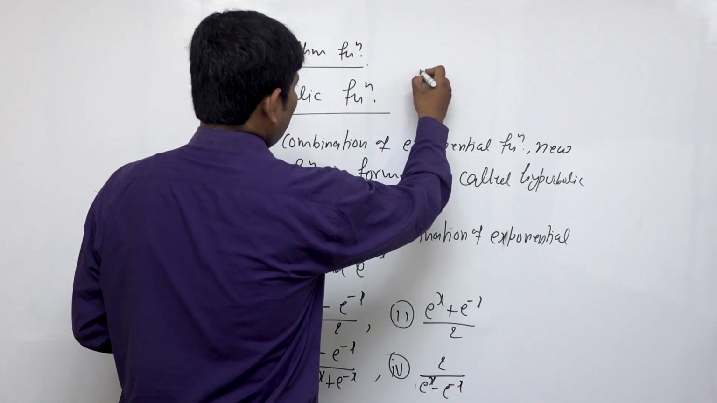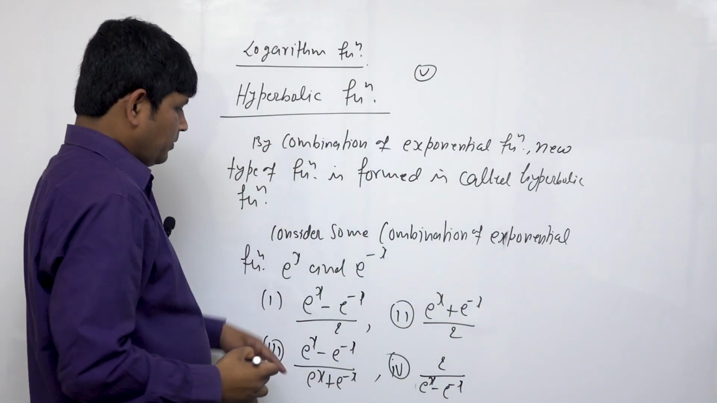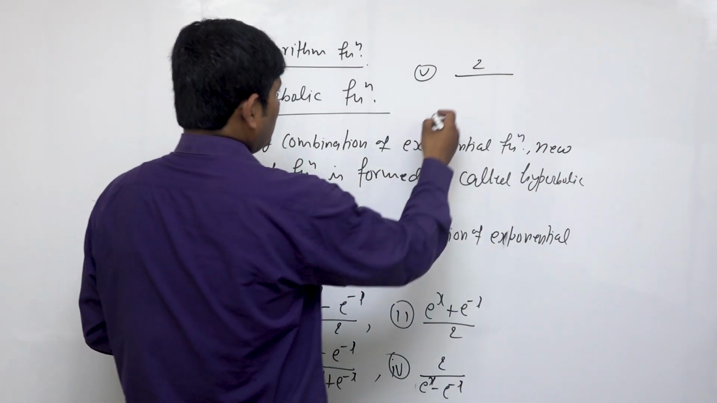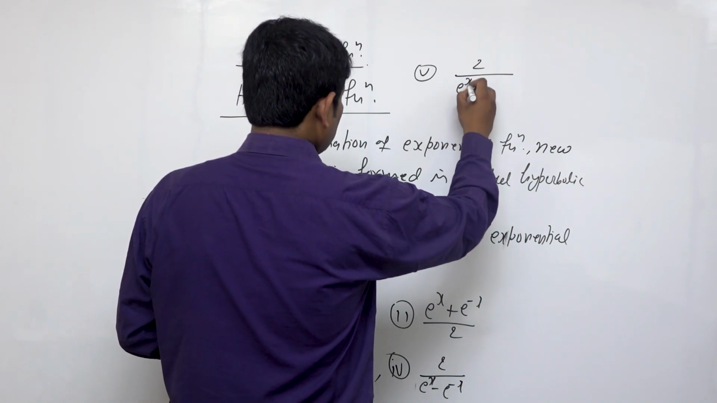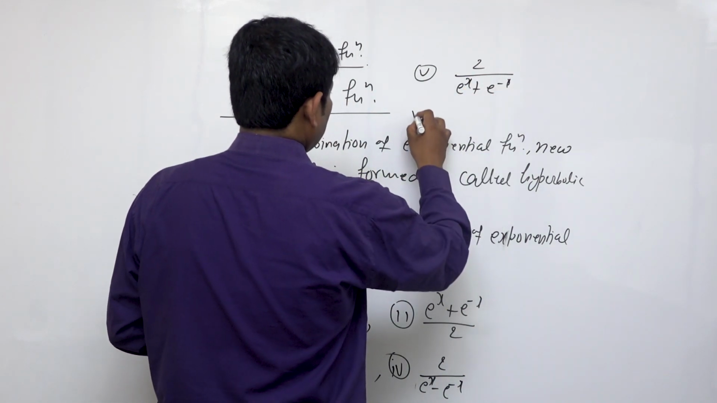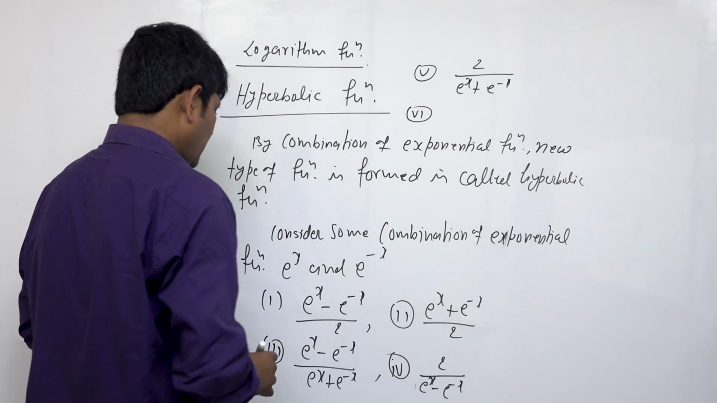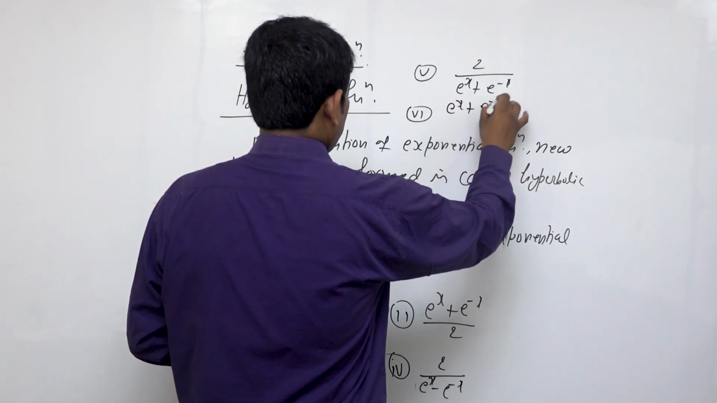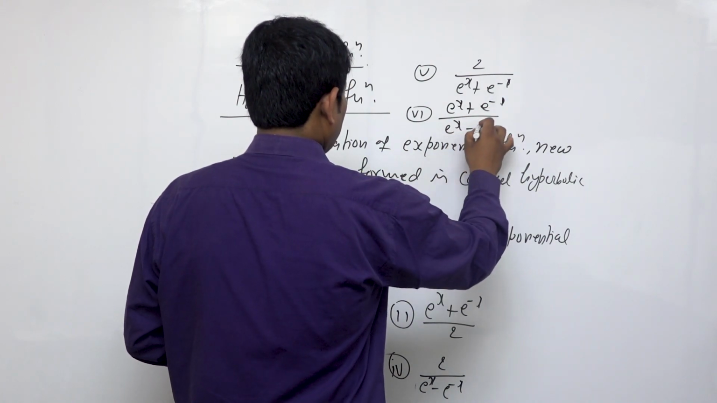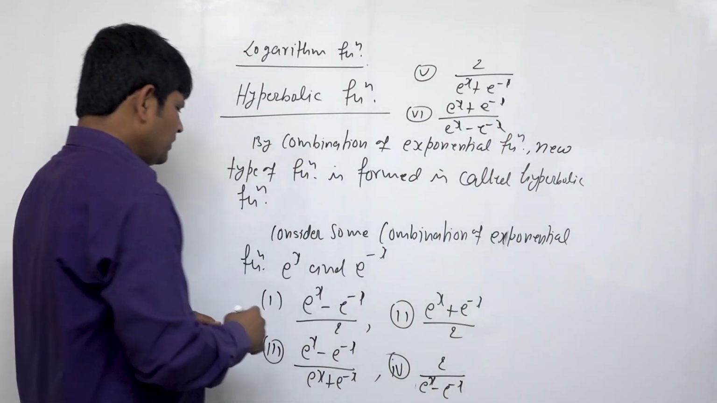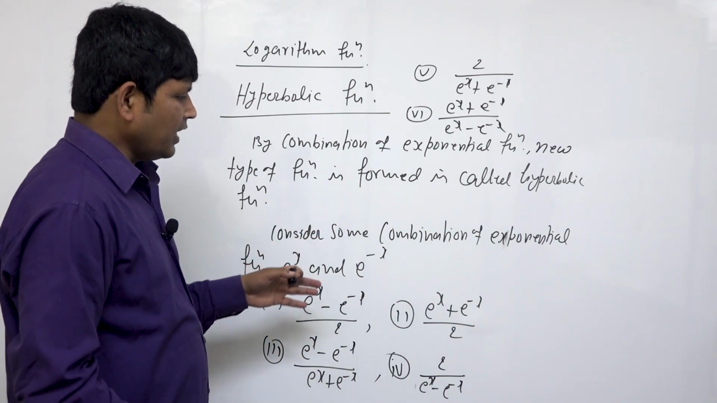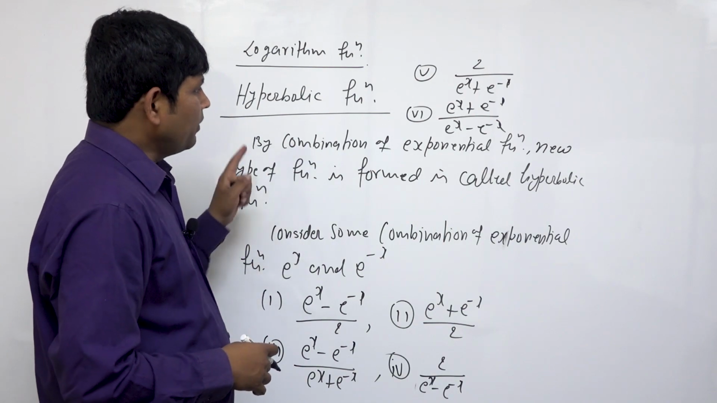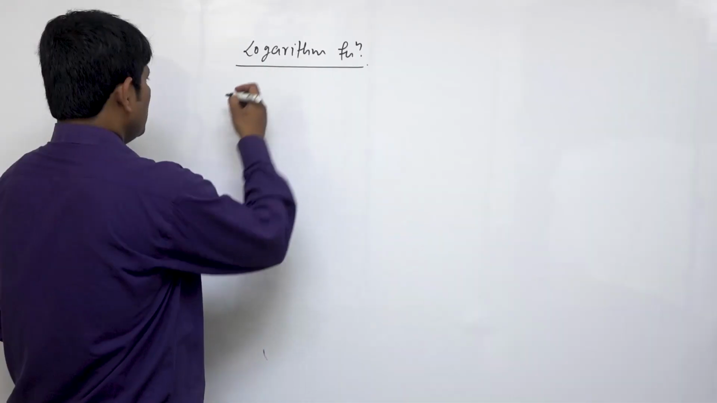Five, another type, I will write here. Five, another is 2 over e^x plus e^(-x). Six, another we can say is e^x plus e^(-x) over e^x minus e^(-x). These are some combinations of e^x and e^(-x) on the basis of which hyperbolic functions are defined.